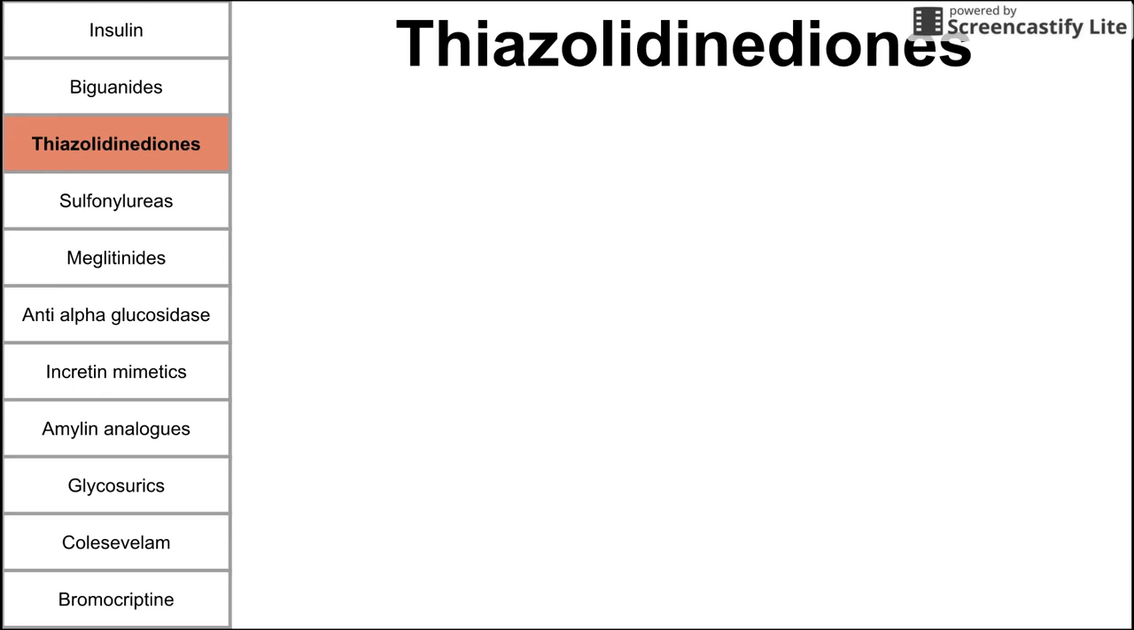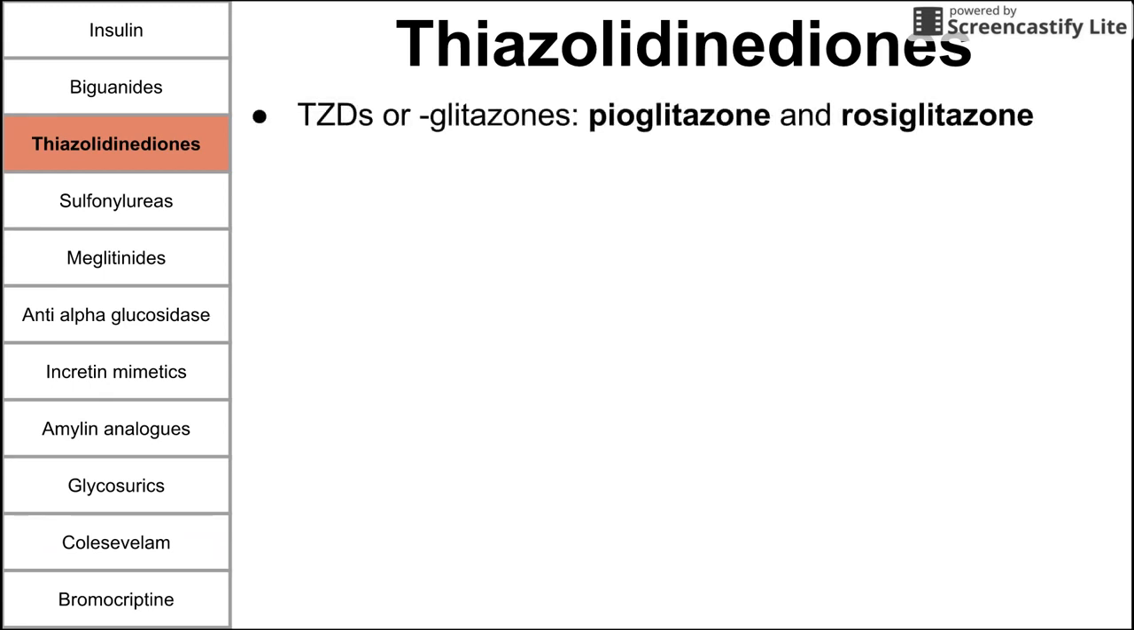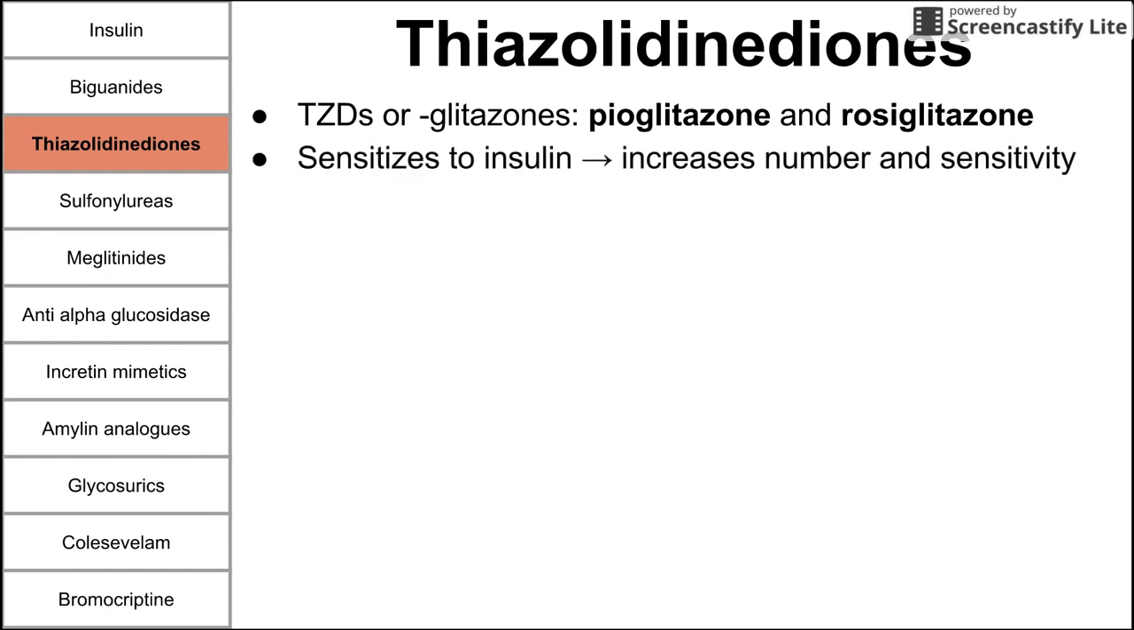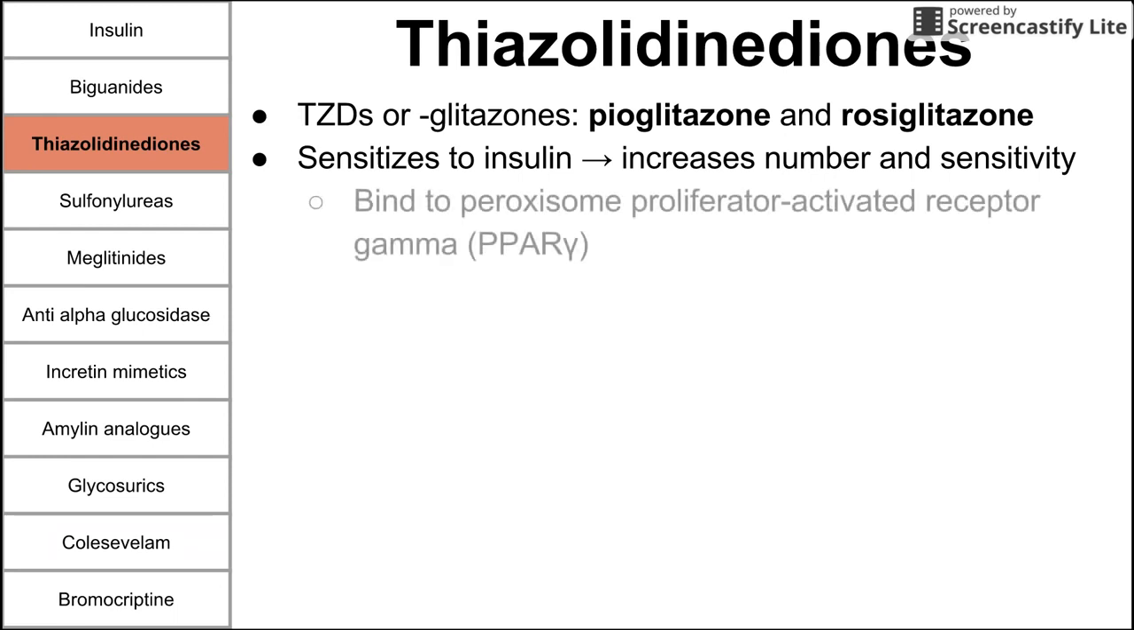Next is the thiazolidinediones. These are also called TZDs, or the glitazones. Two drugs that are worth knowing are pioglitazone and rosiglitazone. These, like metformin, sensitize to insulin. They increase the number and sensitivity of insulin receptors.